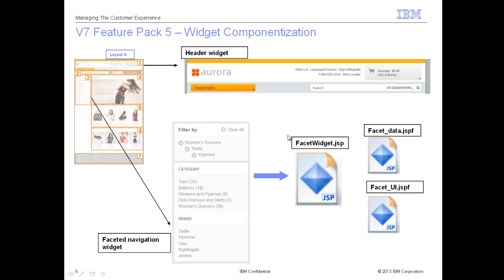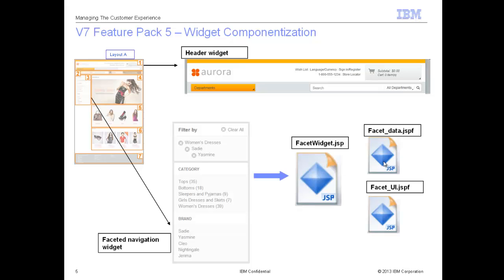Also, as the store developer is writing the widgets, we made them conform to this architecture here. The main widget has a JSP, which is the widget name followed by widget.jsp, and that JSP calls up to 2 fragments, a data fragment and a UI fragment. The idea is that the data JSP fragment is in charge of knowing how to retrieve all the information that will be displayed by this widget.